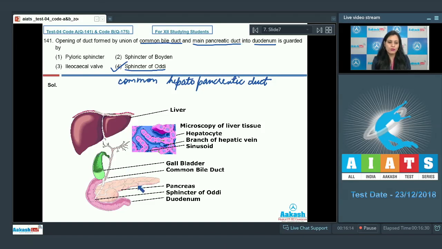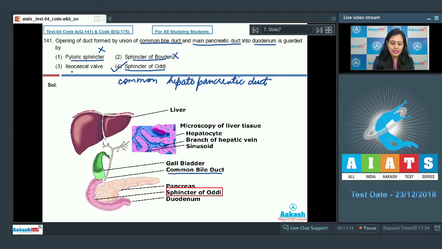As you can see here also, this is common bile duct which unites with pancreatic duct to form common hepatopancreatic duct, and this is guarded by a sphincter known as sphincter of Oddi. This is sphincter of Oddi. Let's discuss other options also. The very first option given is pyloric sphincter, and this is an incorrect option. This pyloric sphincter is present at the pyloric end of stomach, which prevents the backflow of food from intestine to stomach. The next option given is sphincter of Boyden, and this is also an incorrect option because the sphincter of Boyden guards the opening of common bile duct. So this is an incorrect option.